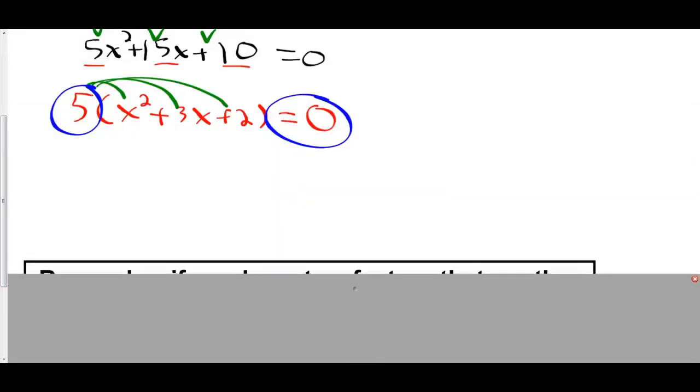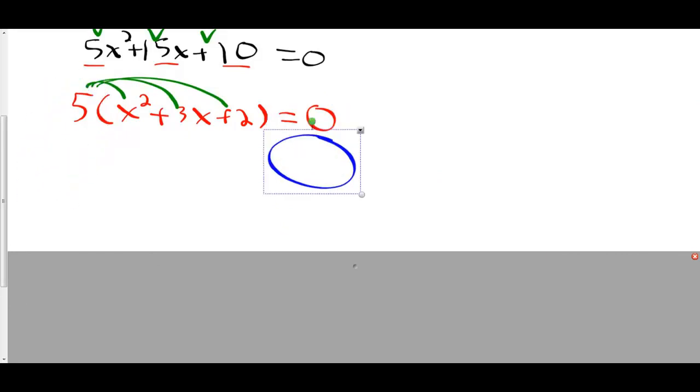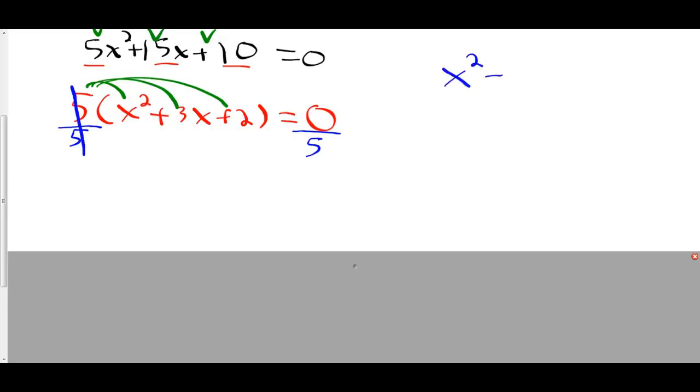However, I want to show you a trick here that you might find helpful. If you divided both sides by 5, you would cancel out the 5 on the left side because you have 5 divided by 5, which is 1. And on the right side, you have 0 divided by 5, and 0 divided by 5 is 0. So you can clean this equation up and make it look a little bit better by dividing both sides by 5, leaving you with just x squared plus 3x plus 2 equals 0.